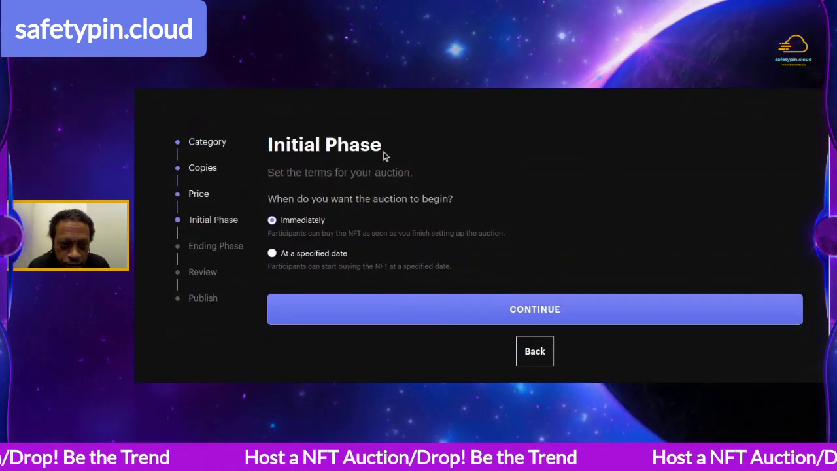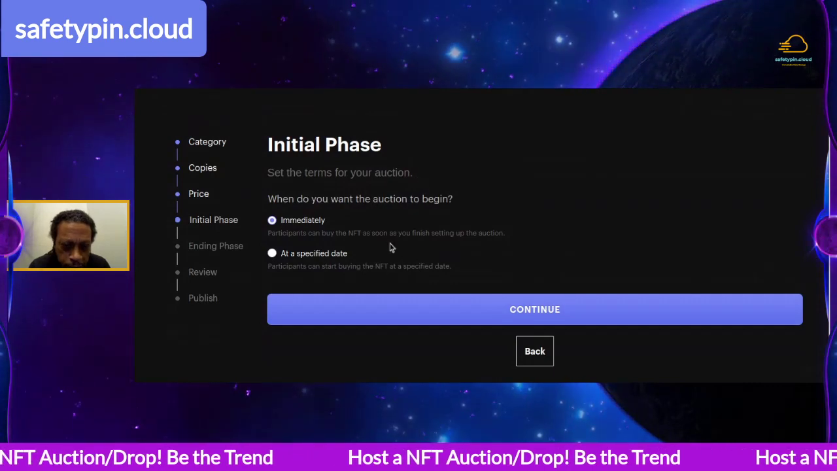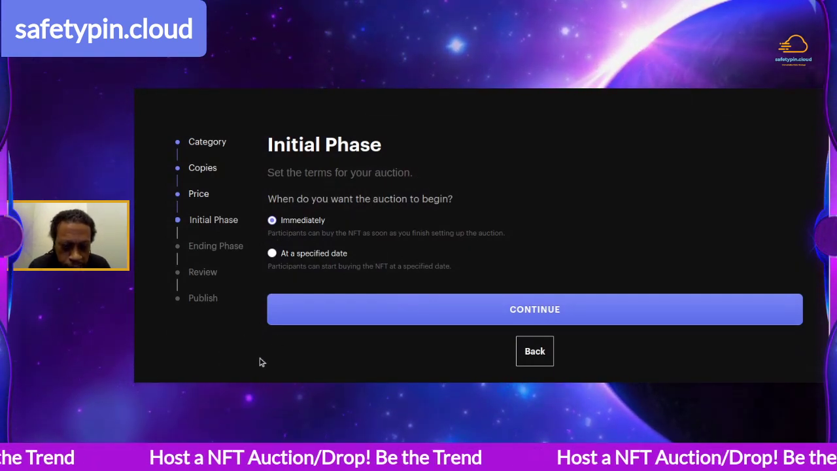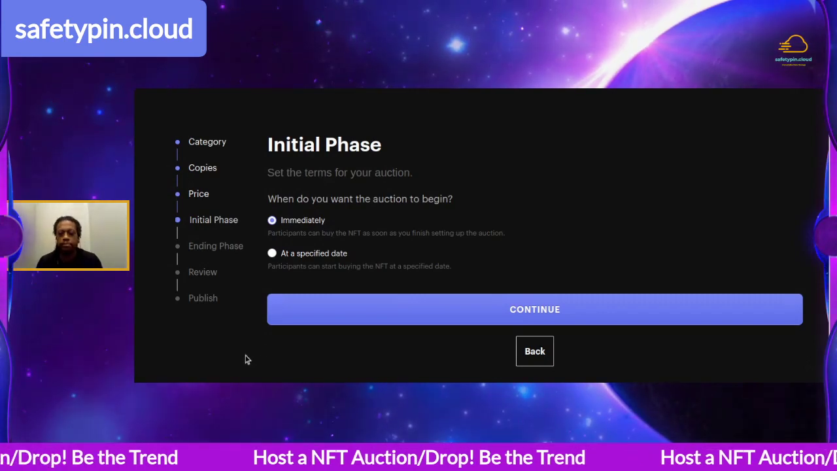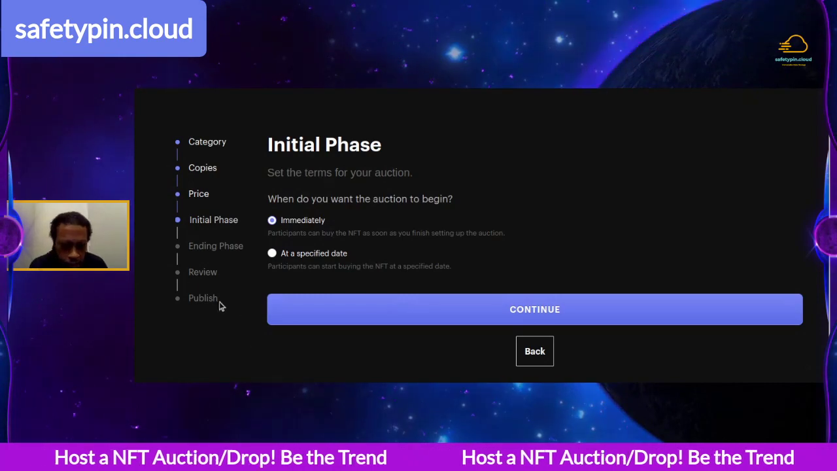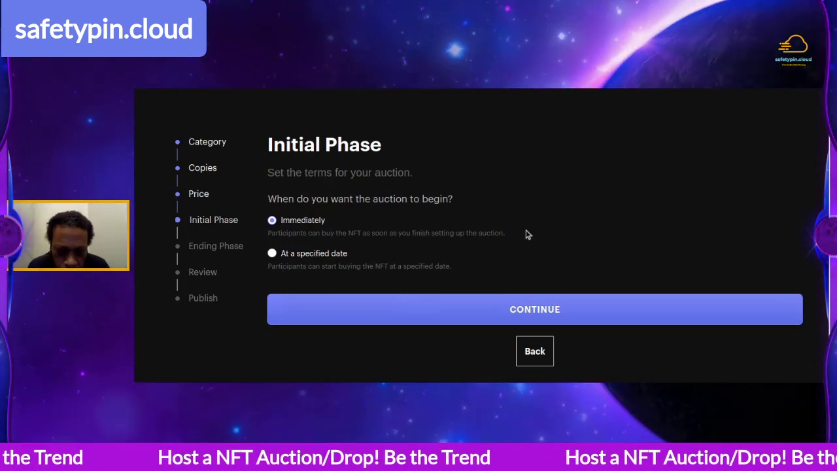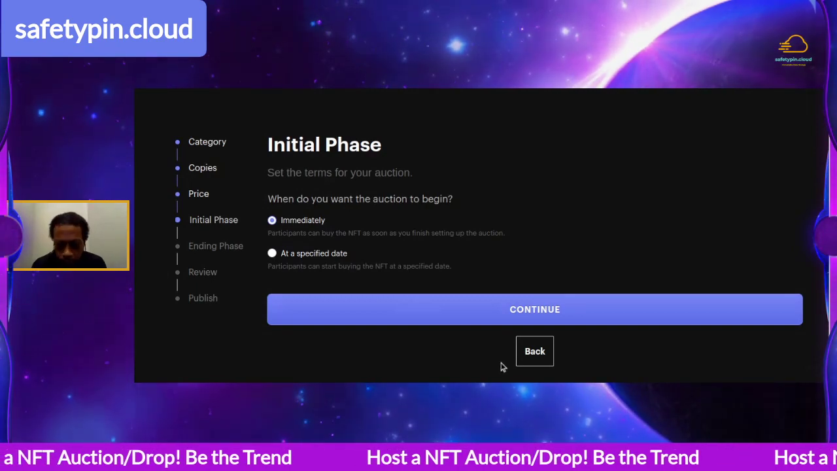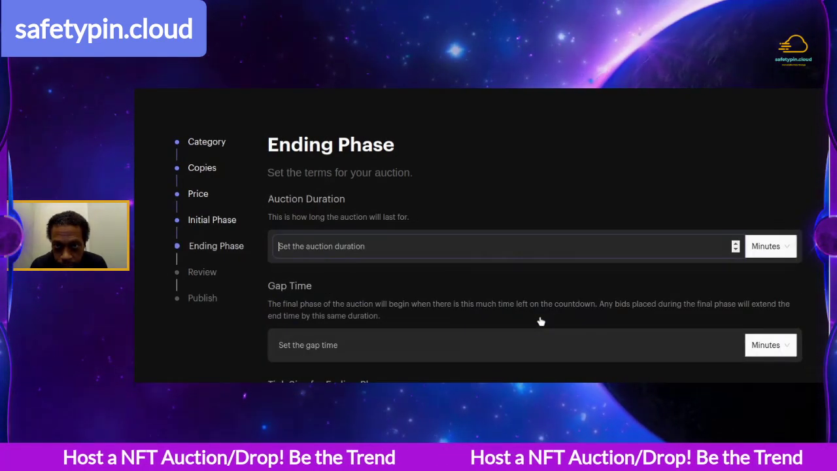Now it's the auction initial phase. When do we want to host this drop or auction? I want to host it immediately. But it can be something that you're working on. You can go ahead and start promoting it. You want to get the word out that you're having a drop to build up the anticipation. You go in there, set a date, and then you start getting it out there that you are hosting this drop. So we're going to continue.